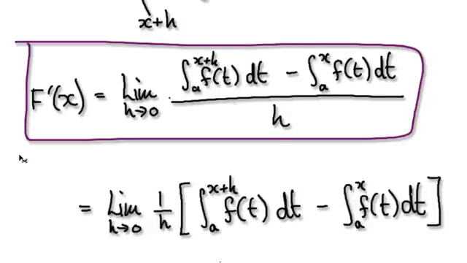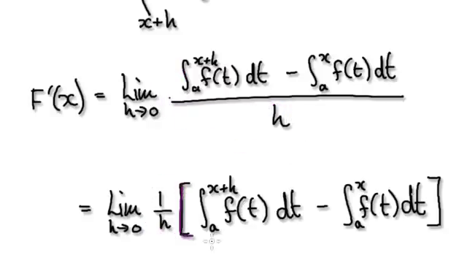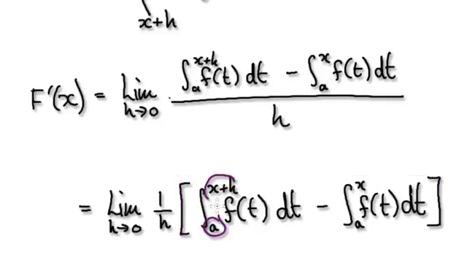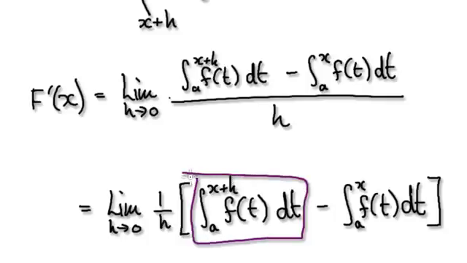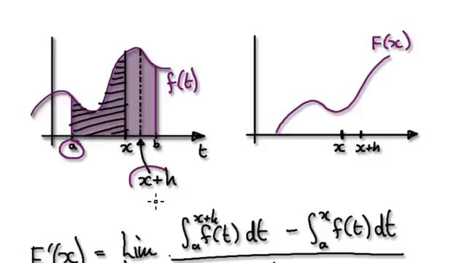So now just factor out the h. Take the h out here and then just concentrate on this. What you've got here is the area from A to x plus h. So let's jump back to the diagram. Remember, this is from A to x plus h, so that's this whole area here.